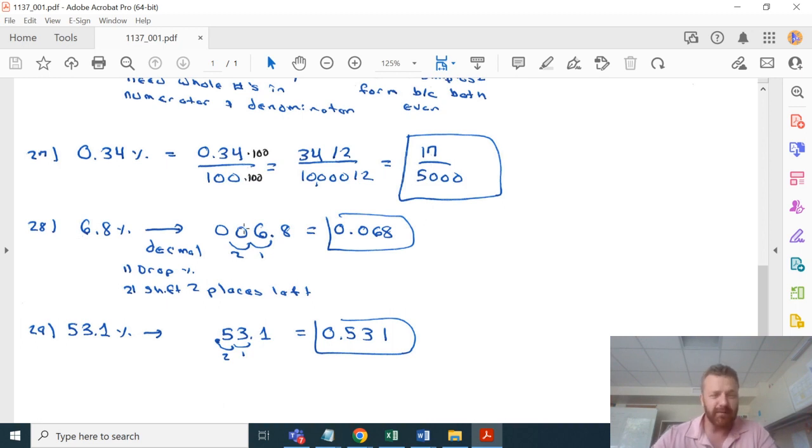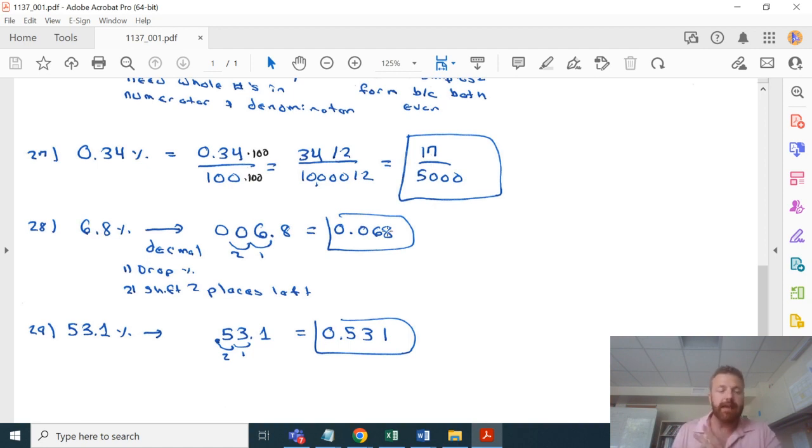This process is called padding with a few zeros. So I had the decimal here, and I wanted to shift it 2 places to the left. I ran out of numbers after I did it one time, so I just added 2 additional zeros on, which allowed me to shift it 2 places left. And what that shows me is that 6.8% is equivalent to 0.068.